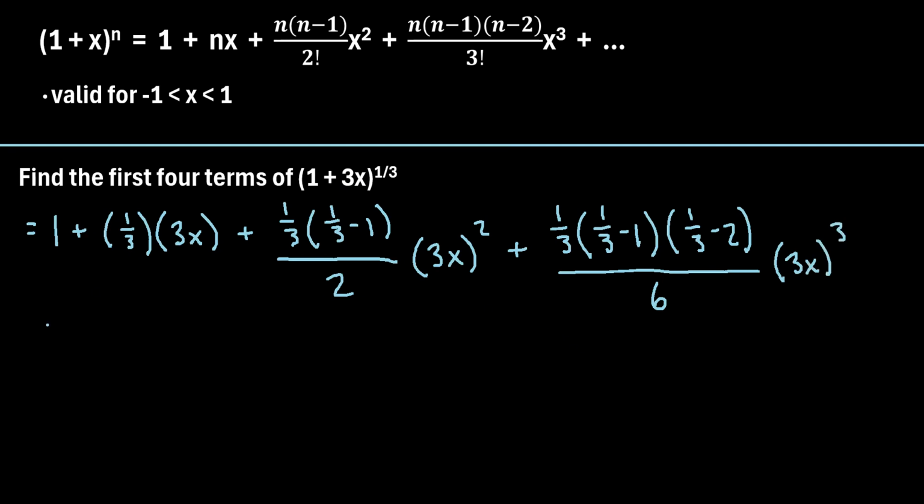Let's go ahead and start simplifying. So we get 1 plus 1/3 times 3x. Well, when we multiply these, the 3's cancel out and we're just left with x. So we just have an x.